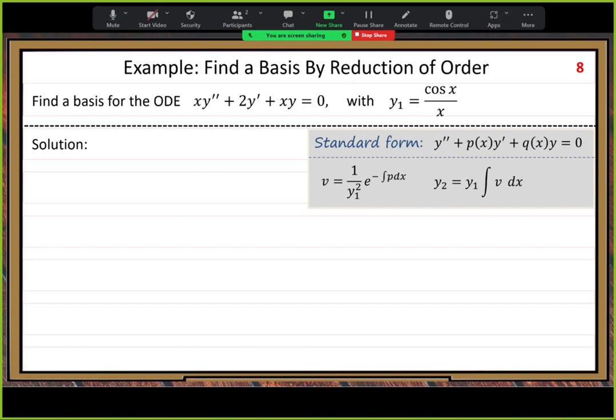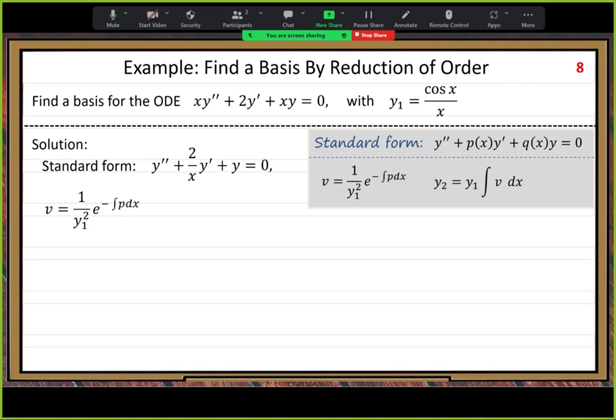First, let's do the standard form, because the original equation is not in the standard form. Let's convert it to the standard form, with the leading coefficient of y double prime equal to 1. That's the standard form. Then we have the p function. Otherwise, your p function would be wrong. If you do not do the standard form, your p function would be wrong. So this time the p function is 2 over x.